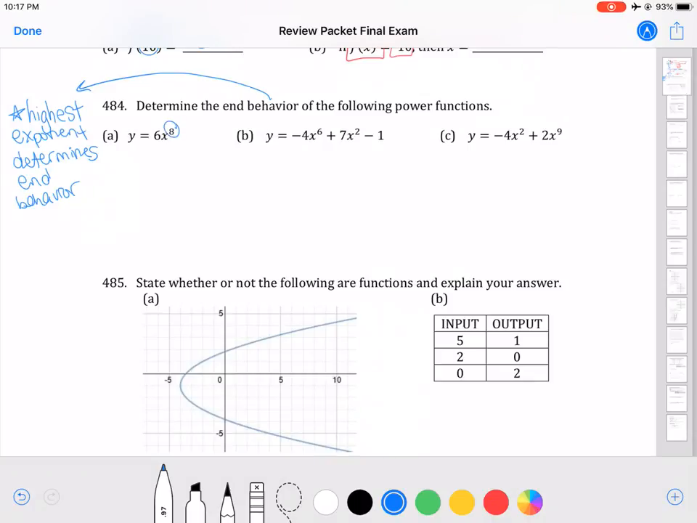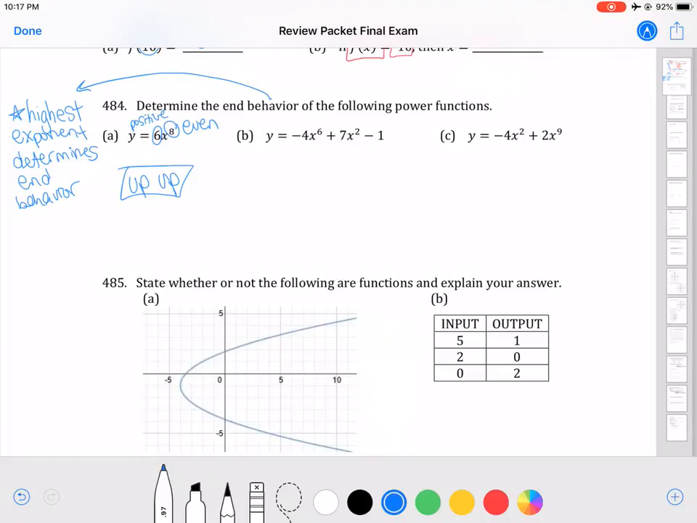So part A has only one term, so I know that that has to be the highest exponent because it's, again, only one term. So my exponent is 8 and it is even. That tells me it's going to be the same ending direction, so either up-up or down-down. And it's all dependent on this positive 6. The positive 6 tells me that my ends are going to be going up on the left and the right. So this is an up-up function.